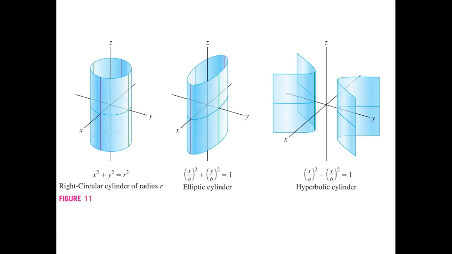Okay, elliptic cylinder, your horizontal trace is an ellipse, not a circle. Okay, in other words, A and B are different values. In this case, the A is the larger, B is the smaller, because X is the longer, the major axis, Y is the minor axis. Hyperbolic cylinder, still. Notice these are all quadratic expressions. That's why they are technically your quadric surfaces. Okay.